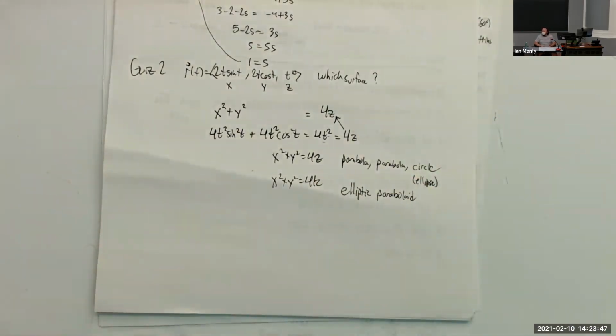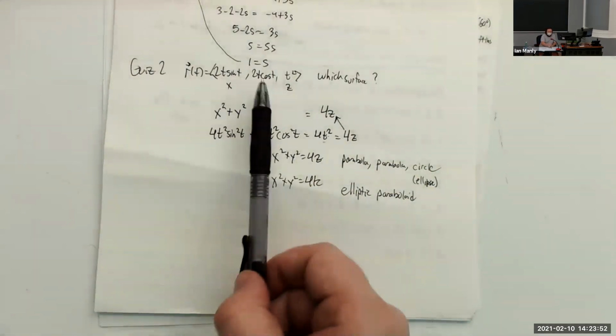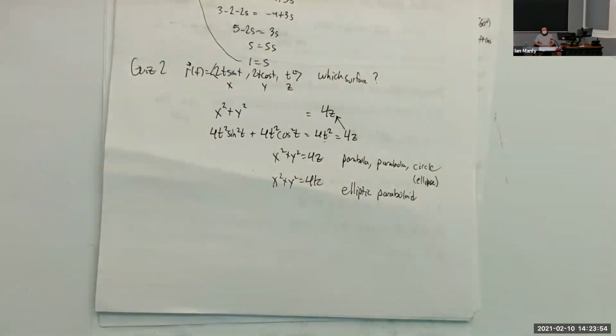All right, so seeing what surface a curve is on, you essentially just need to look at the types of functions and figure out a relationship between them. And often when you have sines or cosines, that relationship is going to be the Pythagorean identity.